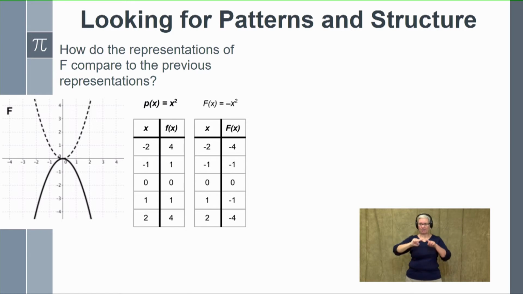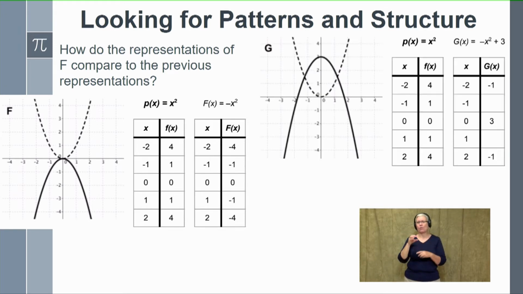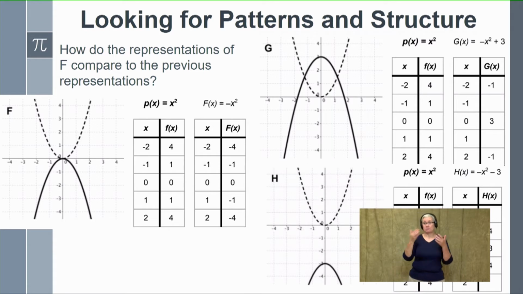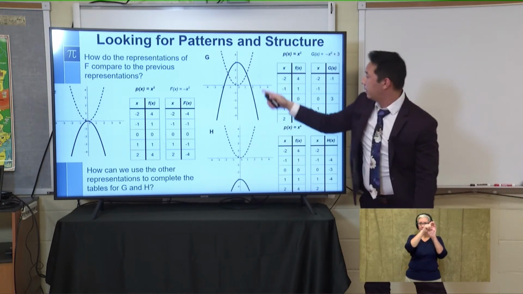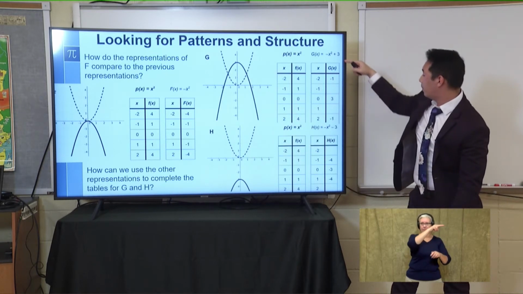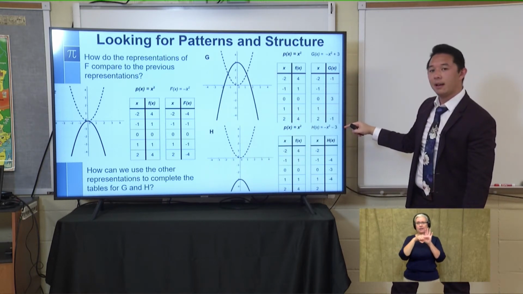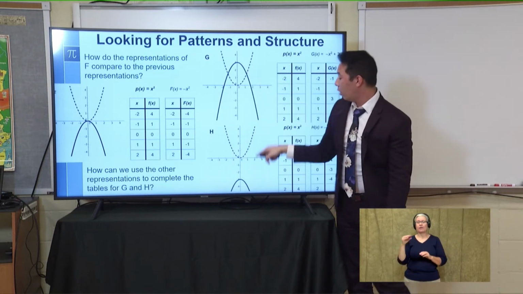Pay attention to what happens to our values. Everything started positive, 4, 1, 0, 1, and 4. But then when I made the equation negative, all of my outputs also became negative. Okay, so that negative value flipped our graph and then changed all of the corresponding output values. But when I look at G and H, you also see, when we're trying to compare these, that these have negative values also that lead to that flip. And then the shift, the +3 and the -3 on the outside, have moved our graph up or down.